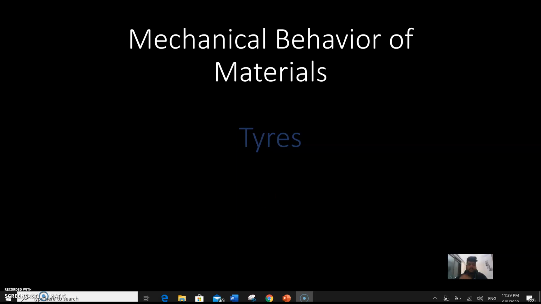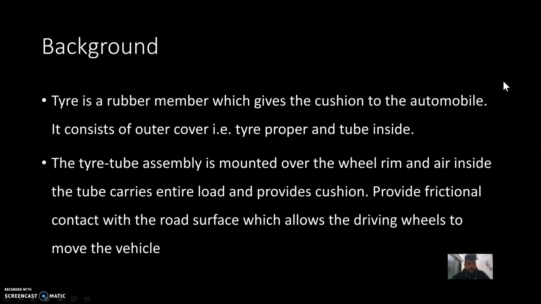Hello everybody, today I will talk about the mechanical behavior of materials, especially tires. A little background about tires. A tire is a rubber member which gives cushioning to the automobile. It consists of the outer cover and the inner tube.